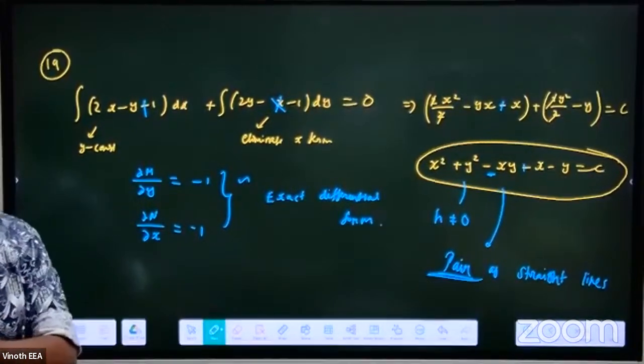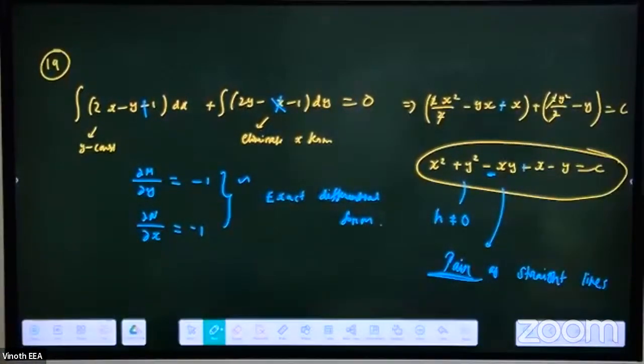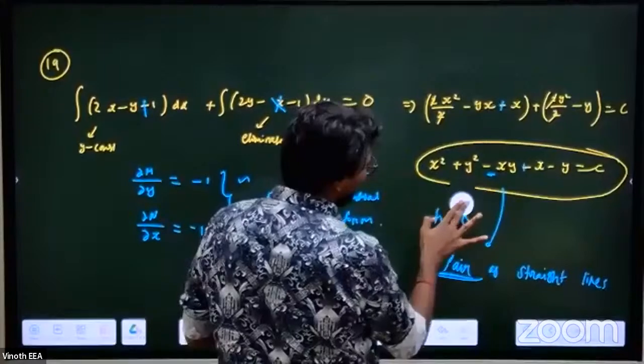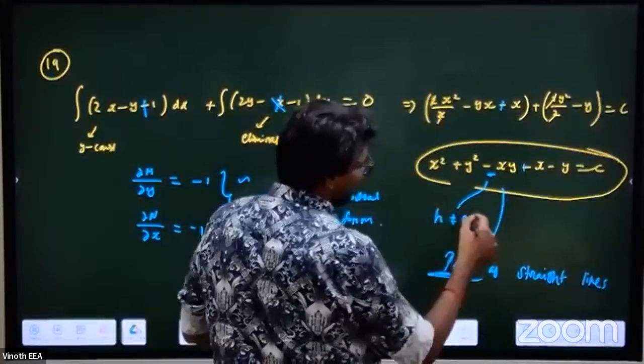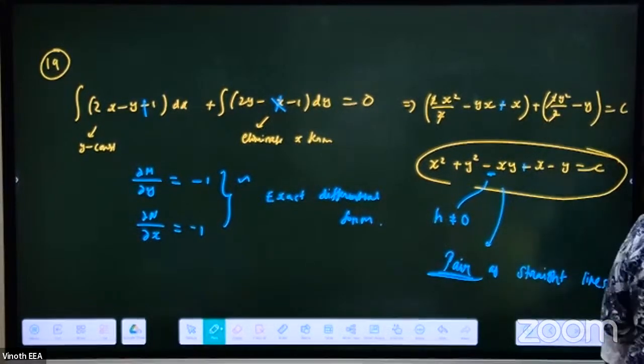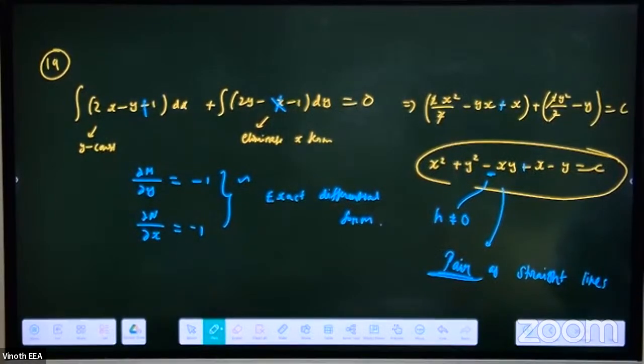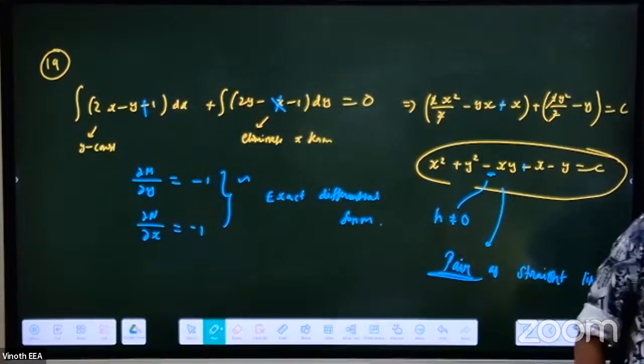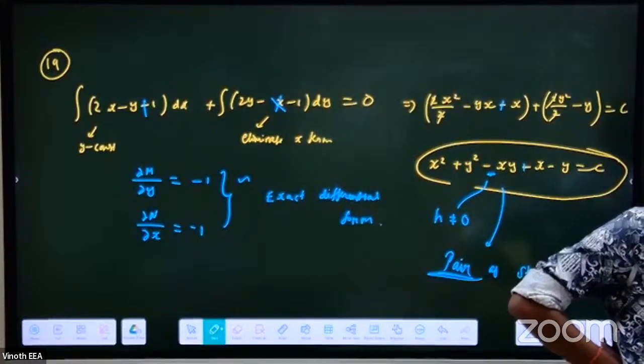Look at the coefficient of xy, check h. Okay, h is not equal to 0. Check the coefficient of xy, whether it is not equal to 0 or equal to 0. If h is not equal to 0, it is a pair of straight lines, that's all. If h is 0, we have other options. You can check ellipse, parabola, hyperbola, circle.